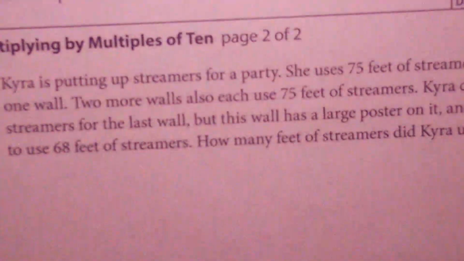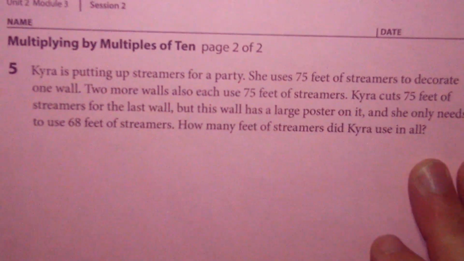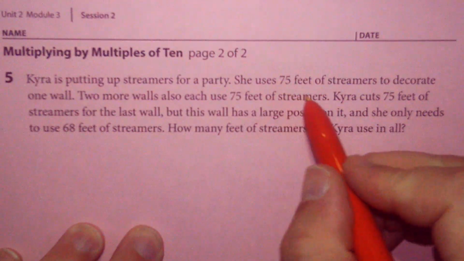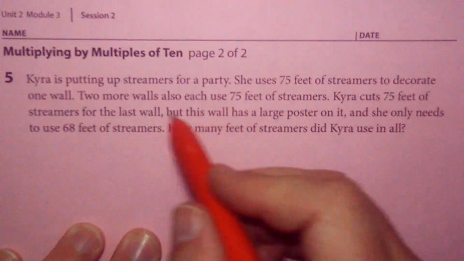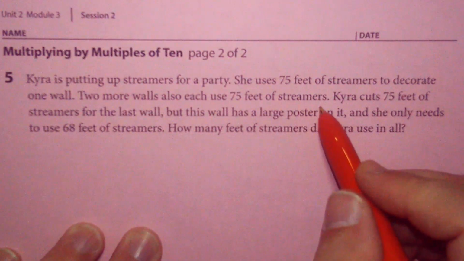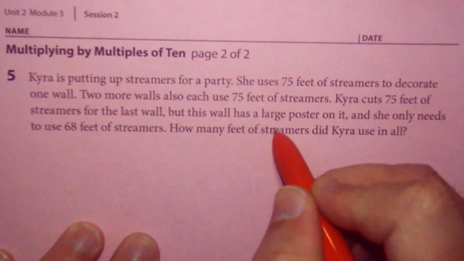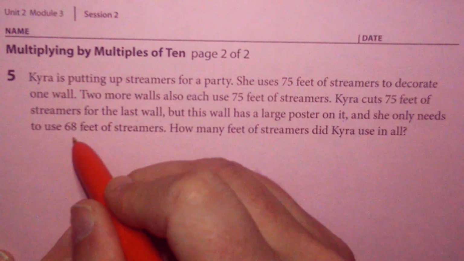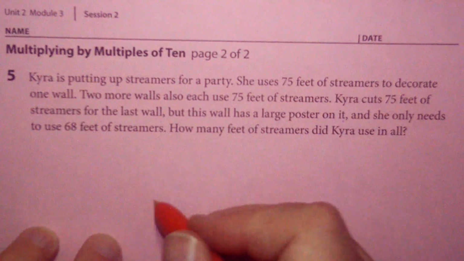Oh, here we go. I might have to zoom out so you can read this with me. Kyra is putting up streamers for a party. She uses 75 feet of streamers to decorate one wall. 2 more walls also use 75 feet of streamers. Kyra cut 75 feet of streamers for the last wall, but this wall has a large poster on it, and she only needs to use 68 feet of streamers. How many feet of streamers did Kyra use in all?